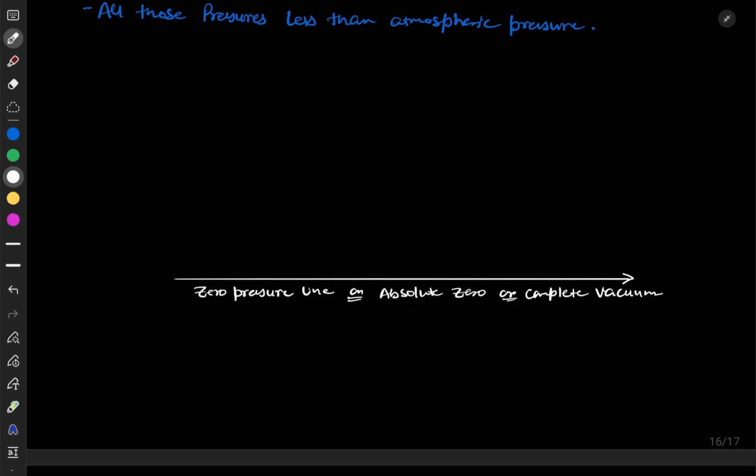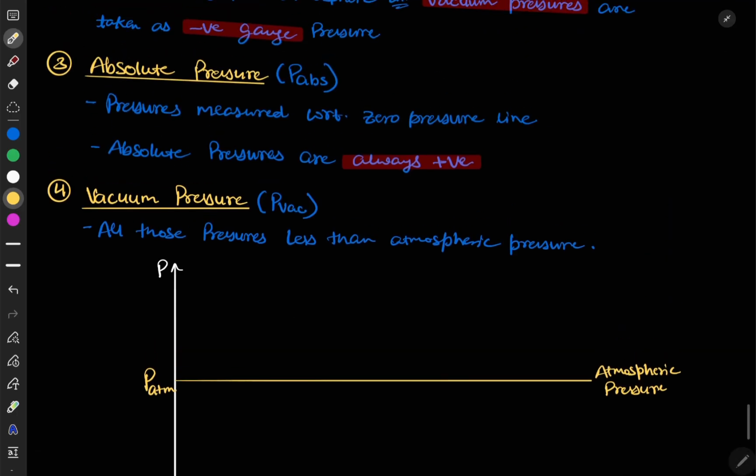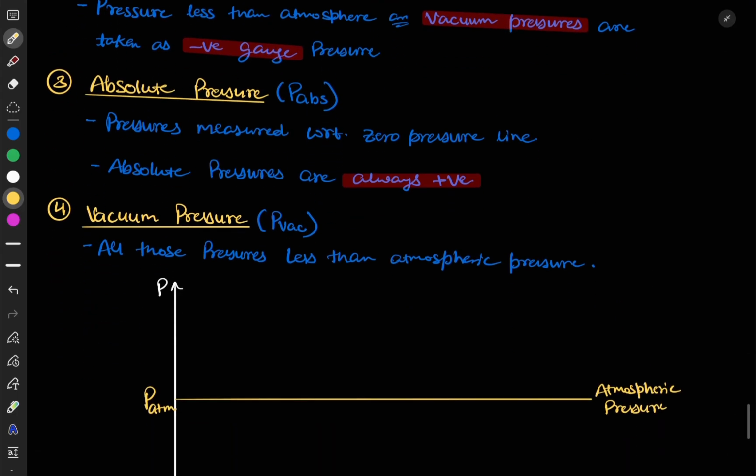Okay. Now let's say this is a pressure line. Okay. Pressure P. Now let's say that this line here represents your atmospheric pressure. This is your PATM, atmospheric pressure.